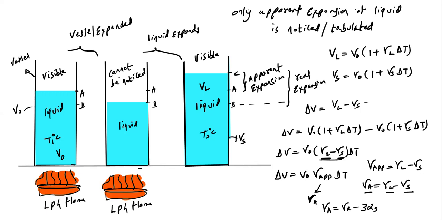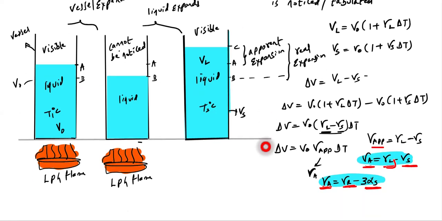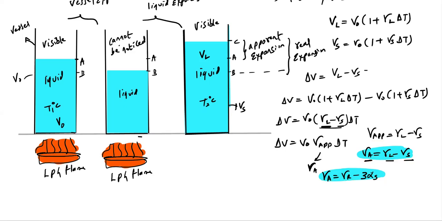The same thing. So what is measurable here? The apparent expansion is measurable. So instead of gamma apparent, we are writing symbol gamma A. Apparent expansion means expansion of liquid with respect to solid, equal to expansion of liquid minus expansion of solid. Expansion of liquid is the real expansion. Expansion of solid is the real expansion of solid. This is the expansion of liquid with respect to solid. So how we define these terms, we'll write it here.